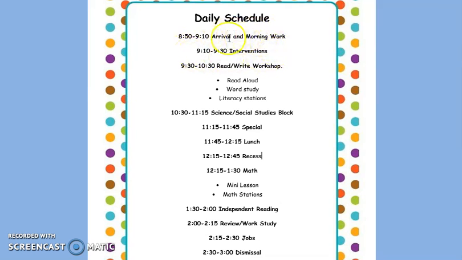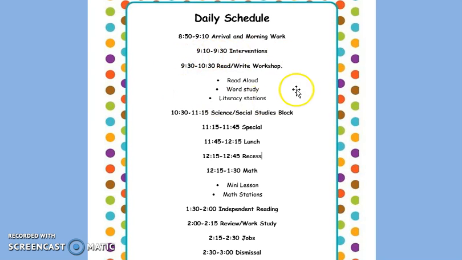From 9:10 to 9:30, this is when I do interventions. So students that I see need extra help on key concepts, I pull to my desk and make sure I go over these specific skills and interventions with them. At this point, other students will be working at their desk quietly on independent work.